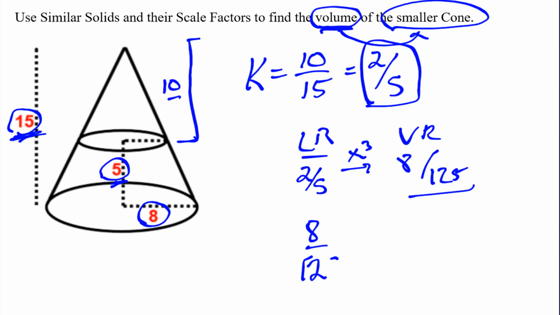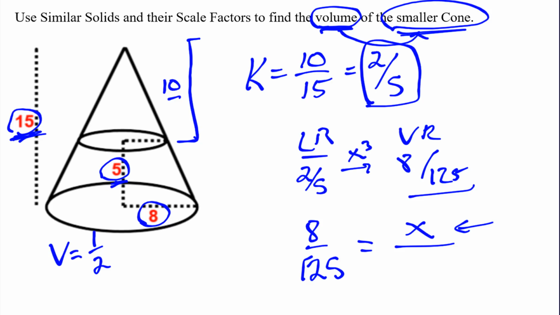8 over 125 equals, now here's where I run into a problem. That problem is I don't have a volume to work from. So looking over here at my original diagram, I have enough information to find the volume of the larger cone. And once I find the volume of the larger cone, then I can plug that in, do my cross multiplying, because I know I need to find my x here, because that's where I'm going to put the volume of the smaller cone.